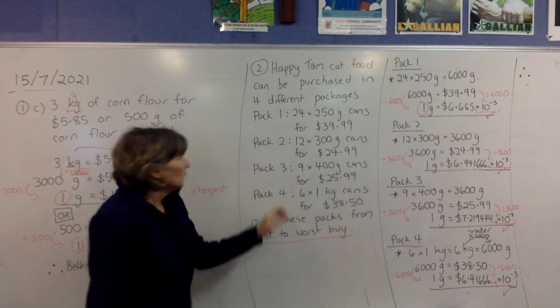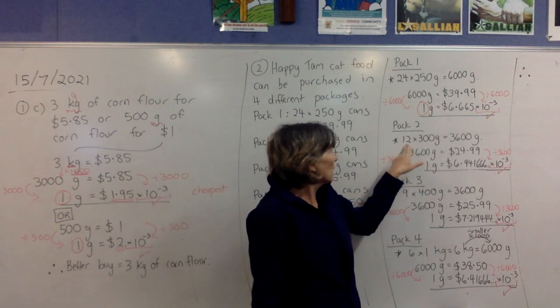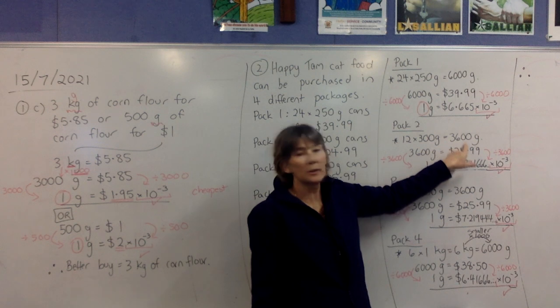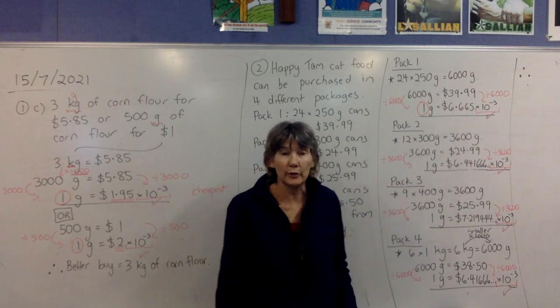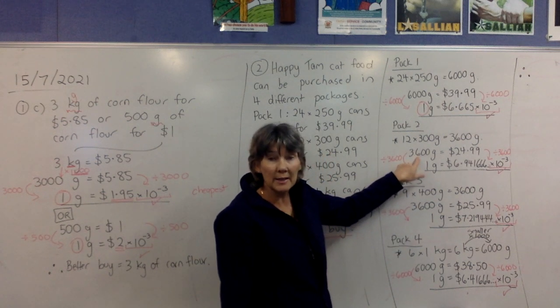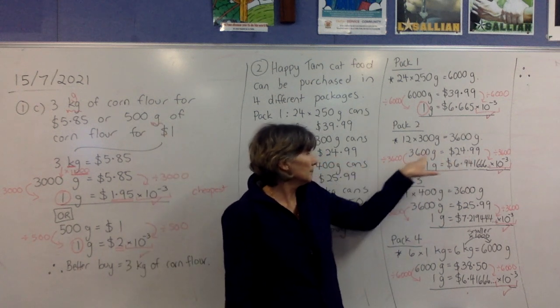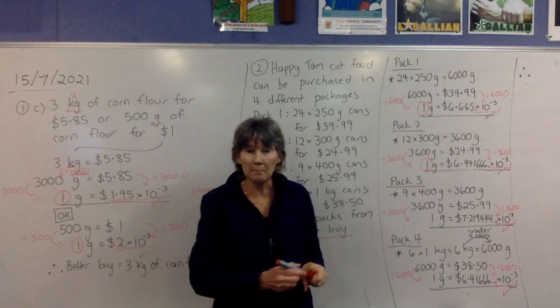Pack 2. Now we have to work out the mass that's in this box. So we have 12 cans of 300 grams each. Multiply it out and you'll see this box contains 3,600 grams of cat food. So we're going to start with our line being 3,600 grams cost us $24.99. Then again, we're finding 1 gram.